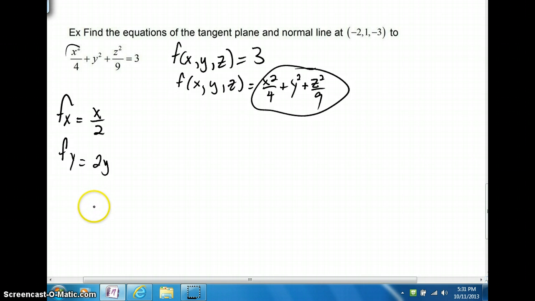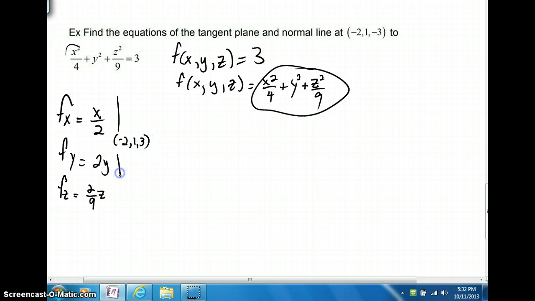We'd get 2y. Anything with the x and the z terms over there are constants. They actually disappear. We'll take our derivative with respect to z. We'd get 2/9 z. Now I'm going to substitute in the point -2, 1, 3.